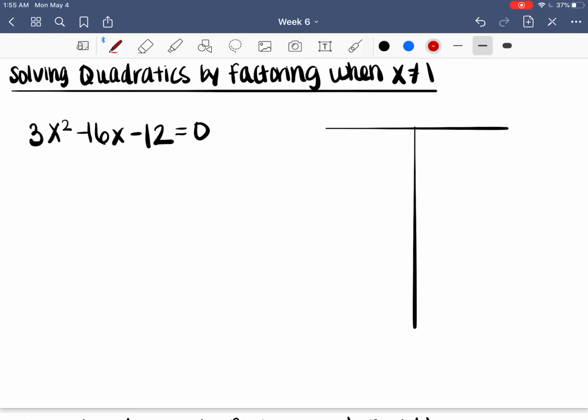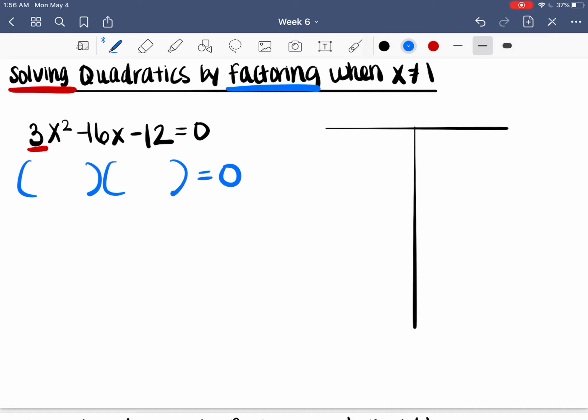Hi, we're continuing our lessons on solving quadratics by factoring, but now we're doing problems that do not start with a 1 or a 1x squared. So for example, we're doing one that starts with a 3x squared. Let me remind you that our goal is to solve to find out what x is equal to. When we're doing it by factoring, we are taking our original equation and breaking it up into two parentheses that will eventually be set equal to 0 to find out what x is equal to.